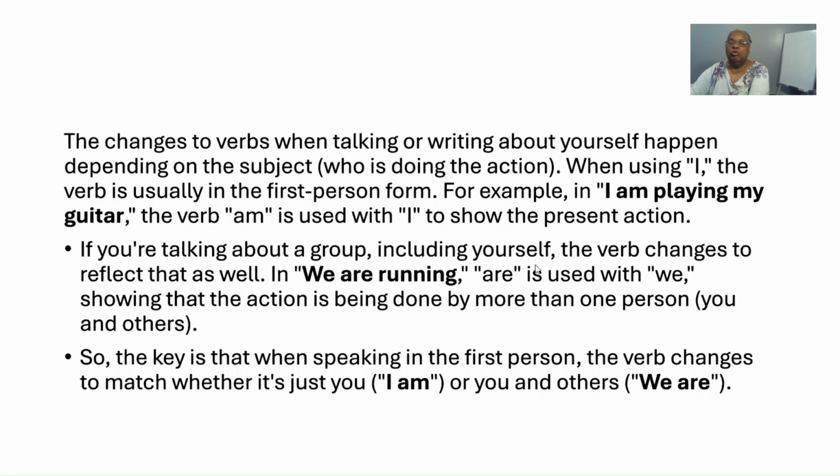If you're talking about a group, including yourself, the verb changes to reflect that as well. In we are running, are is used with we, showing that the action is being done by more than one person, you and others. So the key is that when speaking in the first person, the verb changes to match whether it's just you, I am, or you and others, we are.